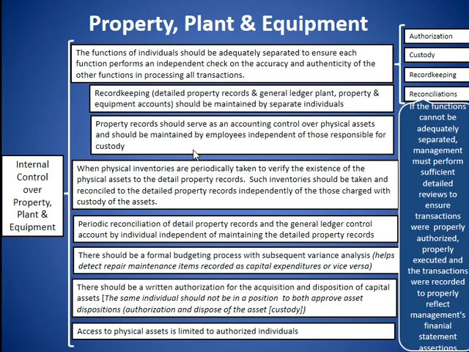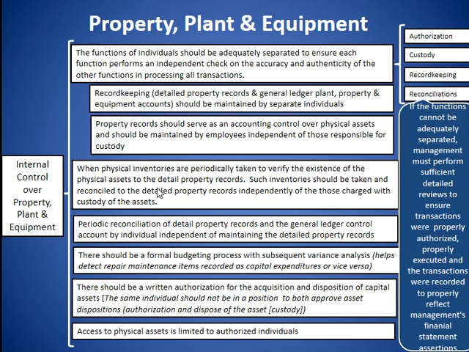Also, property records should serve as an accounting control over physical assets and should be maintained by employees who are independent of those who are responsible for the custody of those physical assets. Obviously, if somebody has custody over an asset and also the detailed property records, they could take the asset and adjust the detailed property record to make that asset disappear off of the property records.